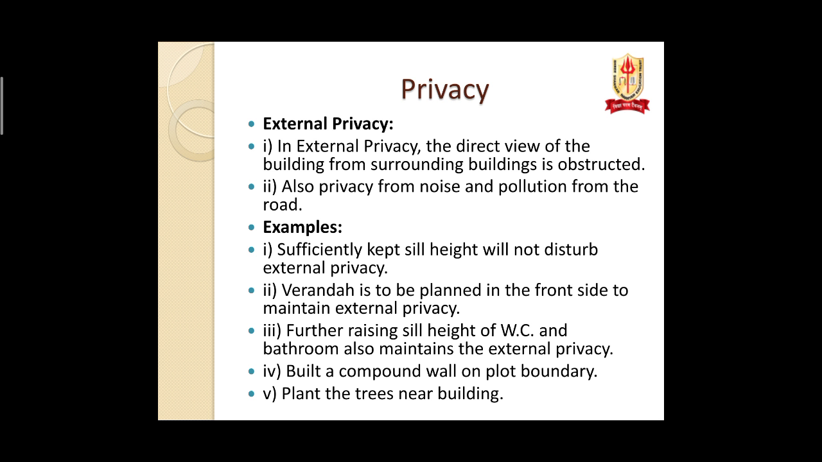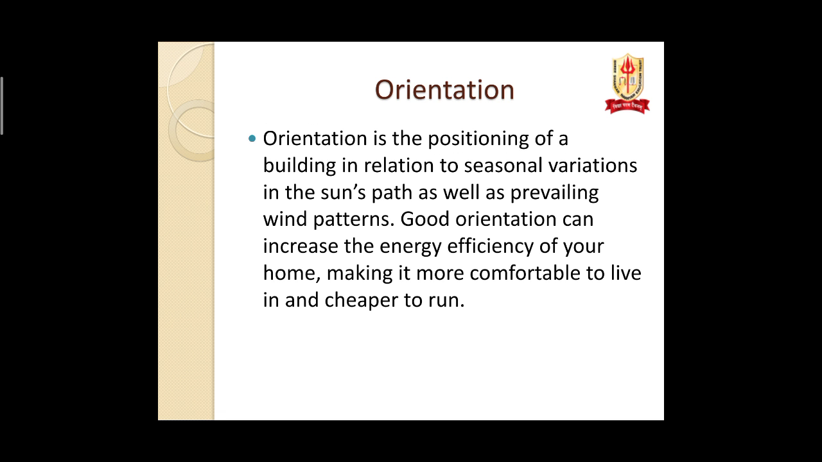Build a compound wall on the plot boundaries or plant a tree near the building. If you are planting a tree, it is also good, it promotes the environment, and it also protects our privacy. So these are all examples of how you can maintain external privacy.